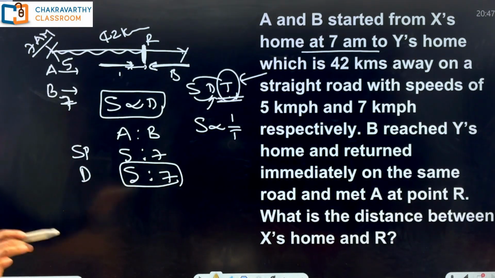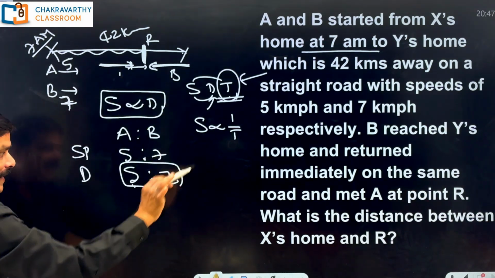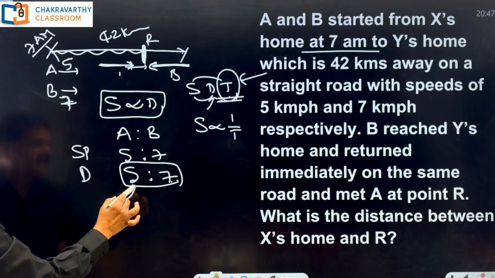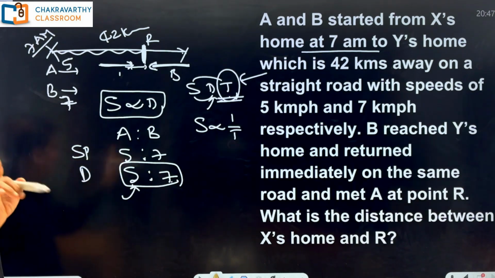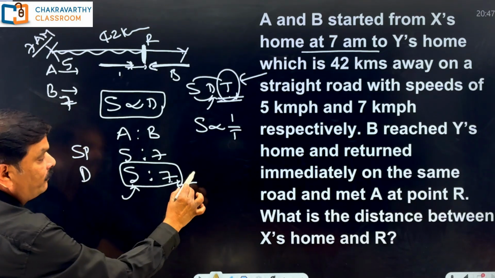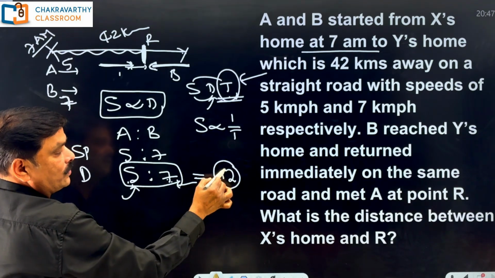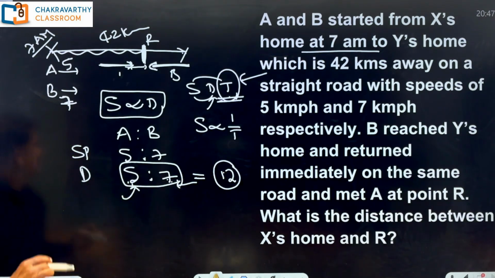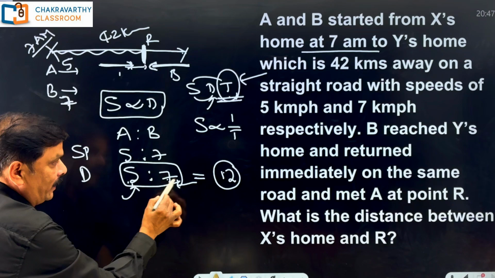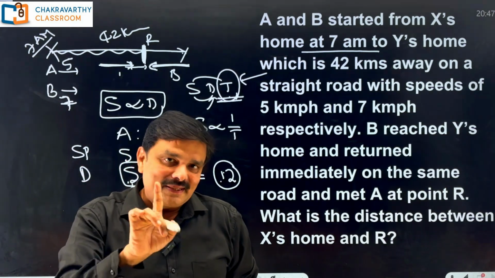Very simple. This ratio 5:7 means in the total scenario, if A traveled 5 kilometers, subsequently B traveled 7. In the other way, if the total distance is 7 plus 5, 12 kilometers, out of these 12 kilometers, 5 kilometers are covered by A and subsequently 7 are covered by B. That's the very meaning of that, isn't it?